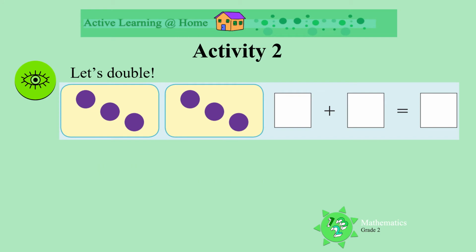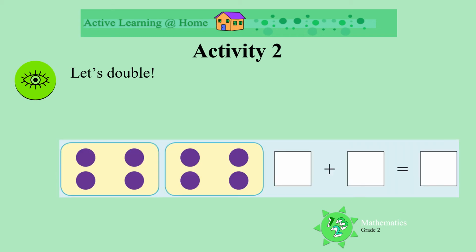Activity 2. Let's double. Let's have a look at the domino blocks on the left-hand side. You have two blocks, and in each block there are 3 purple circles. In the first block, you have 3 purple circles, and in the second block, you also have 3 purple circles. This is the same as saying 3 doubled. Now let's write 3 in the first block and then write 3 in the second block. Now add up your answers. What is 3 plus 3?